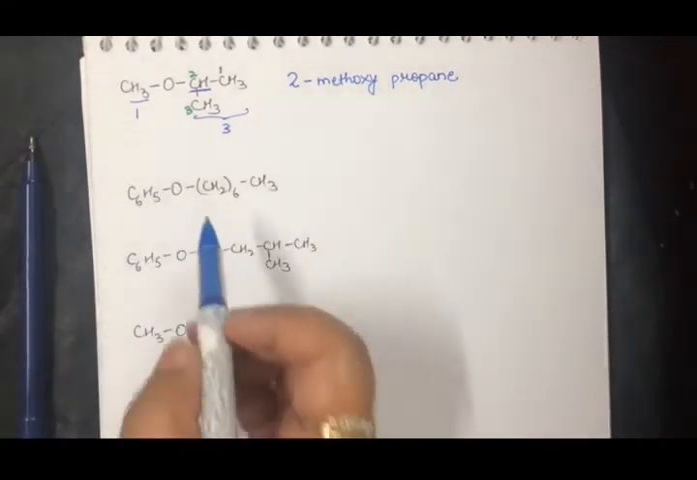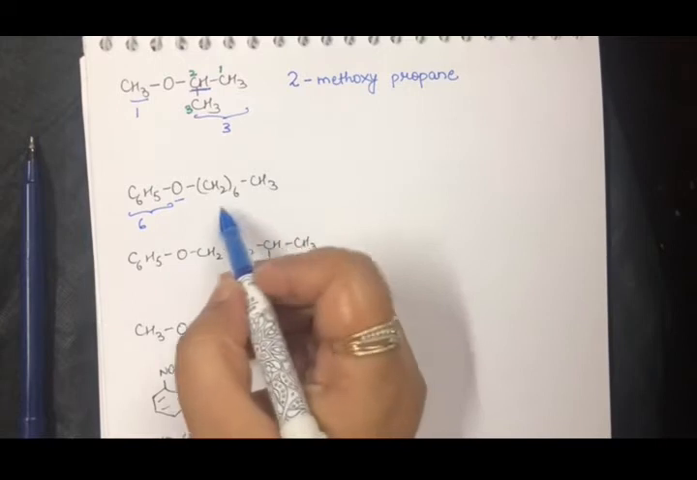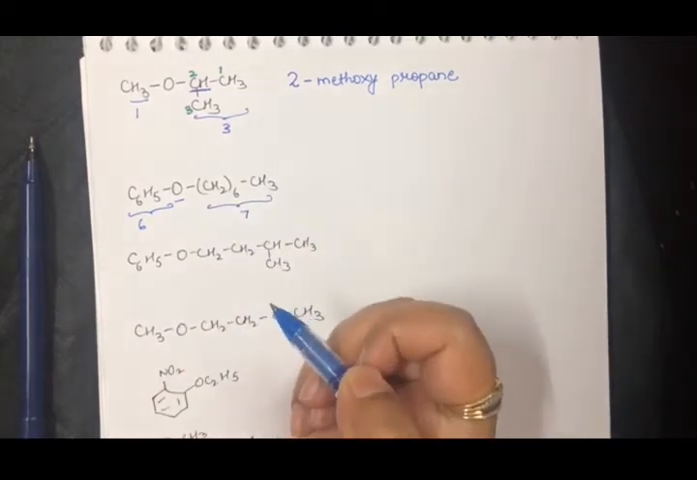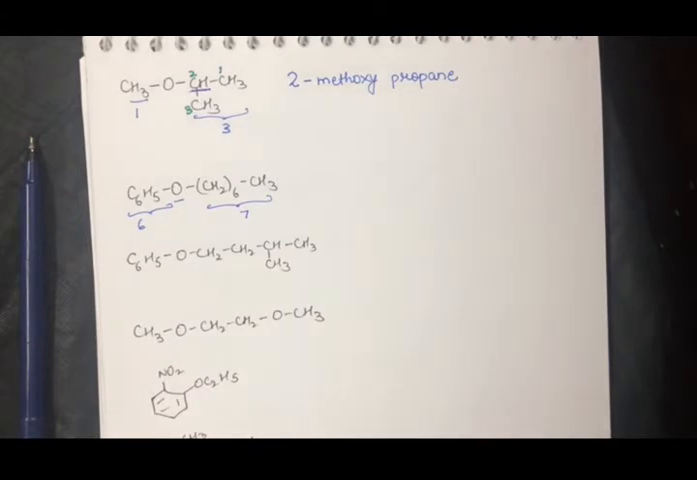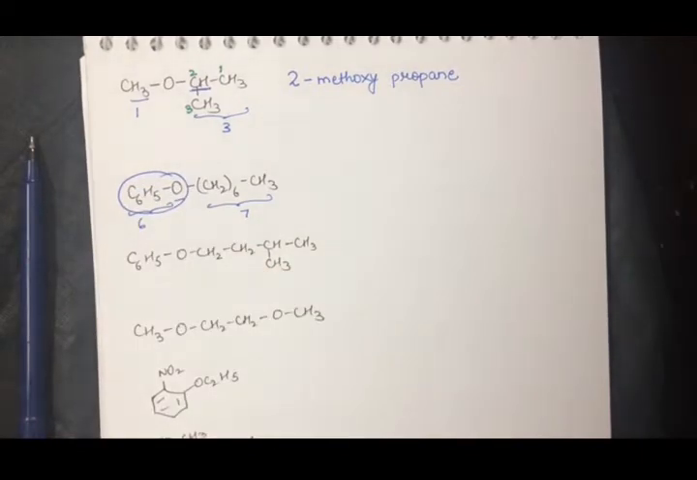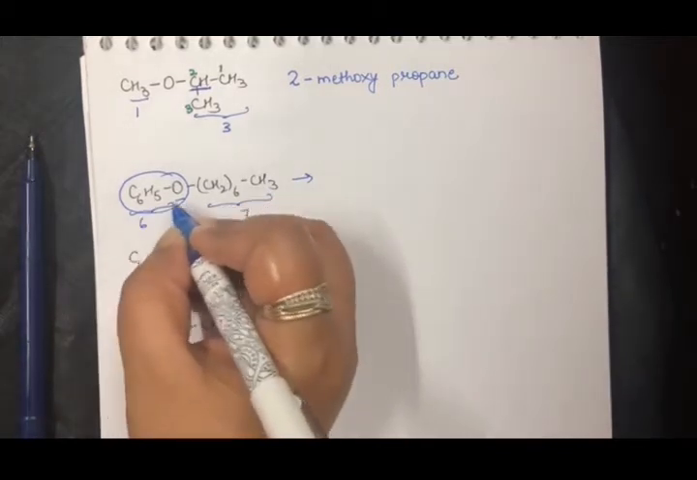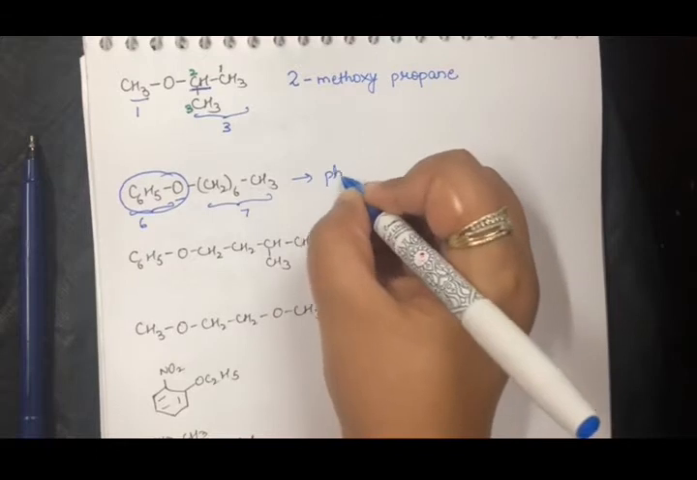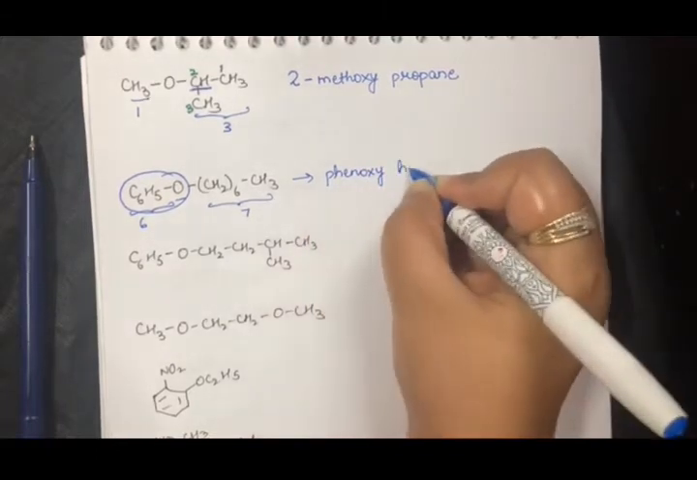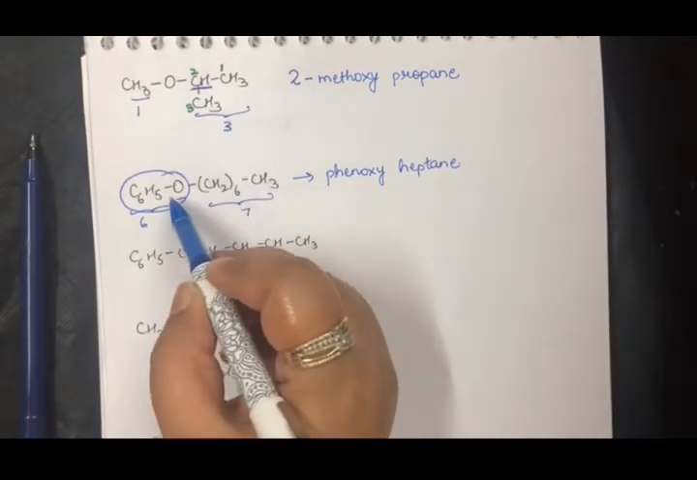Now in the next structure, there is a 6 carbon chain on one side and there is 7 on the other. So as per the rule, this lesser number carbon chain would be called as the alkoxy. So it is going to be this now, right? It doesn't matter if it is even an aromatic ring, it has to be the number of carbon atoms that has to be counted. So this becomes, what is C6H5? It is phenyl. So once it becomes alkoxy, this is going to be phenoxyheptane.